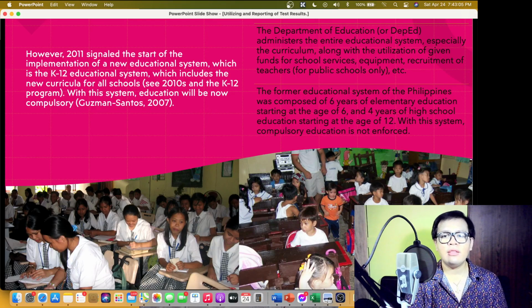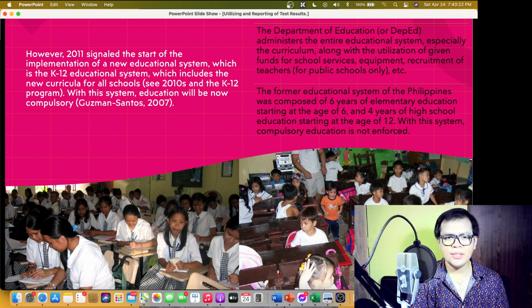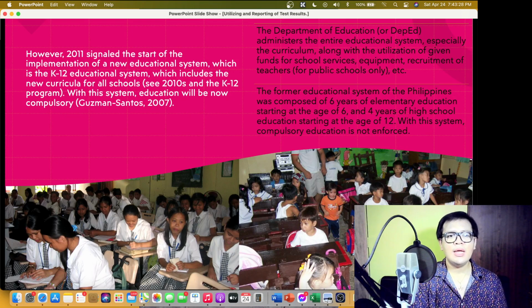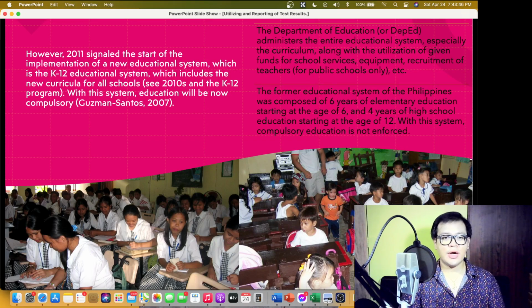Now, the former educational system in the Philippines was composed of 6 years of elementary education, starting at the age of 6, and 4 years of high school education, starting from the age of 12. With this system, compulsory education was not actually enforced. Guzman Santos of 2007, however, gave a signal that 2011 was the start of the implementation of the new educational system, the K-12 educational system, which includes new curricula for all schools. So in the 2010s, with the K-12 program, education will now be compulsory.